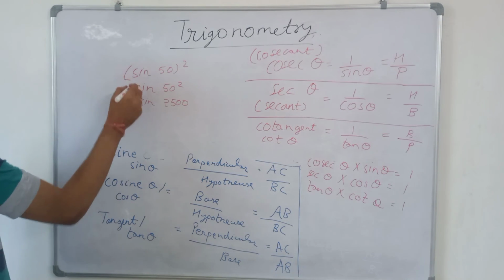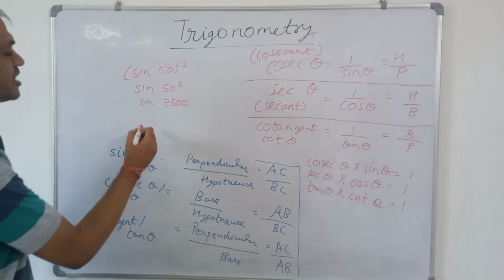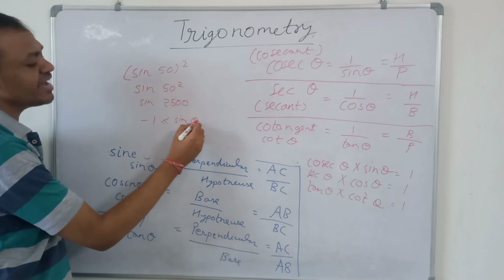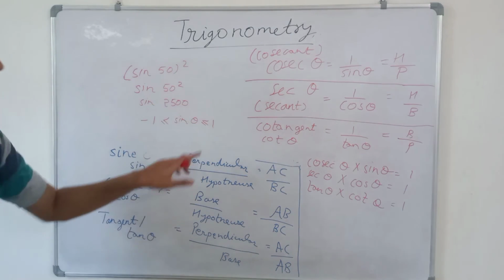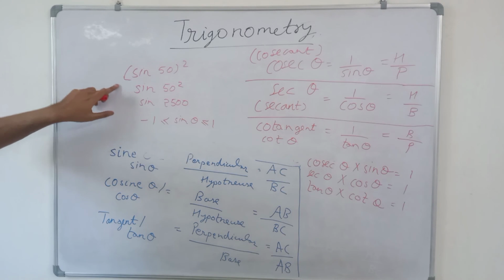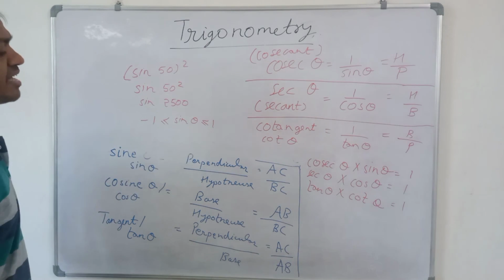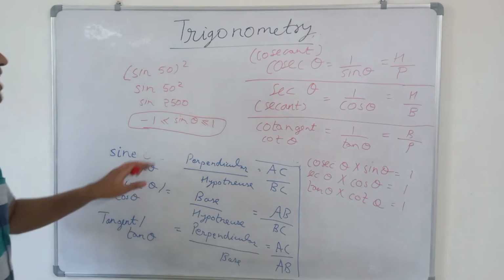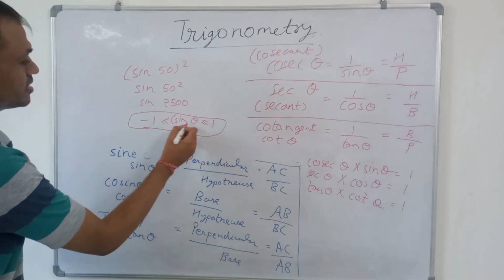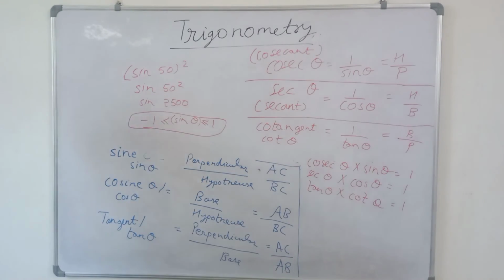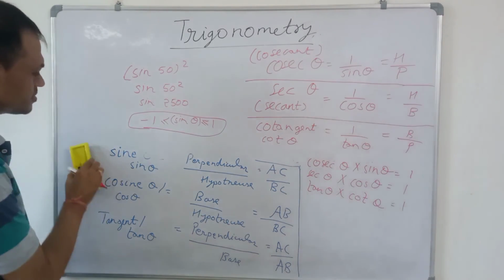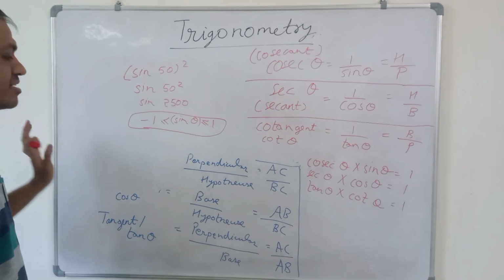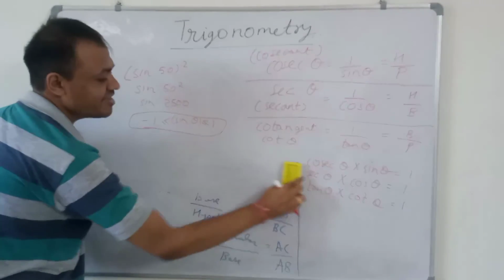The sine theta is always between -1 to +1. Sine theta minimum value is -1 and sine theta maximum value is +1. If you are getting the result of sine theta outside this range, then it is wrong. The value of sine theta is between -1 and +1. Here theta can be any value.